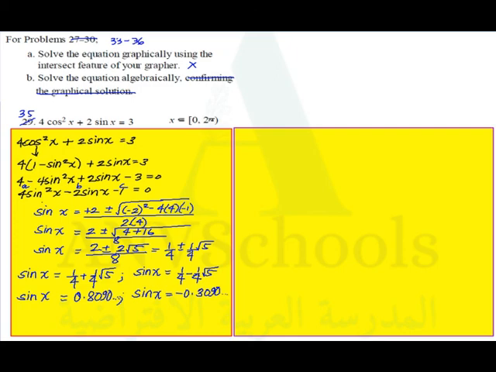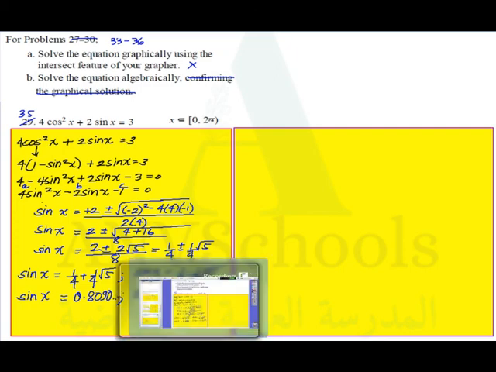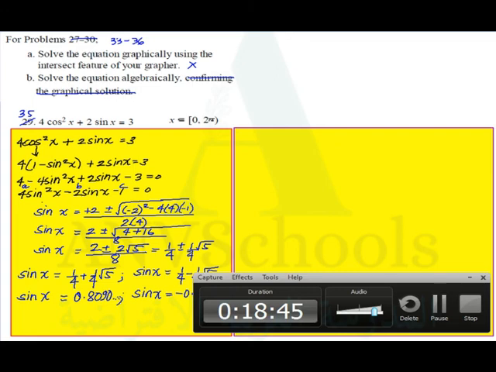So in the next video, I'm going to explain and solve the possible x values for number 35. Okay, so tune in for the next video, which is for this number still.